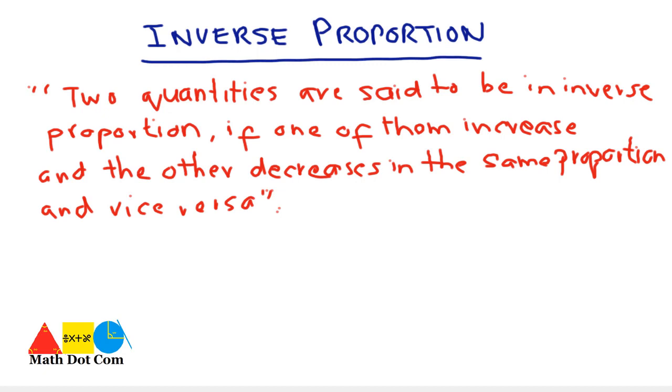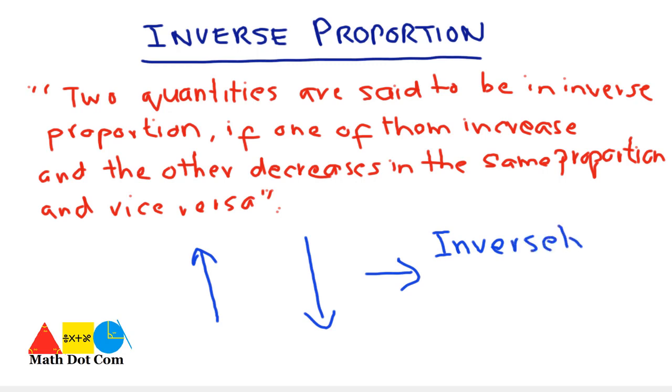Inverse proportion states that two quantities are said to be in inverse proportion if one of them increases and the other decreases in the same proportion, and vice versa. It means that if one quantity is increasing and the other is decreasing, then we can say that the relation is inverse. They are inversely related.